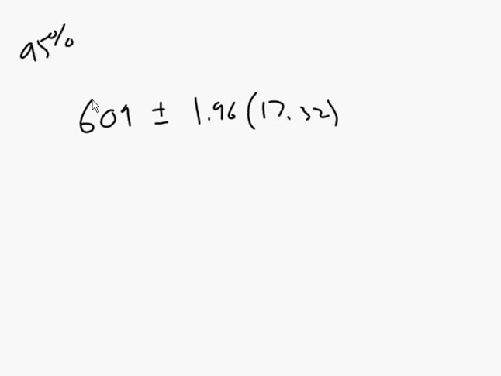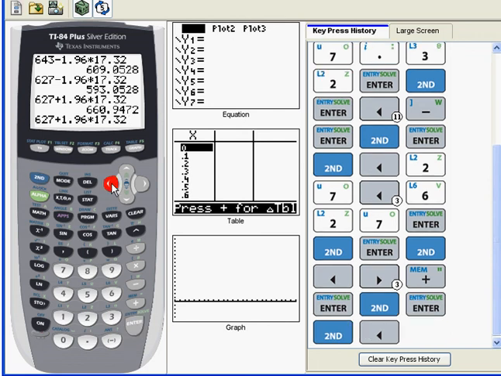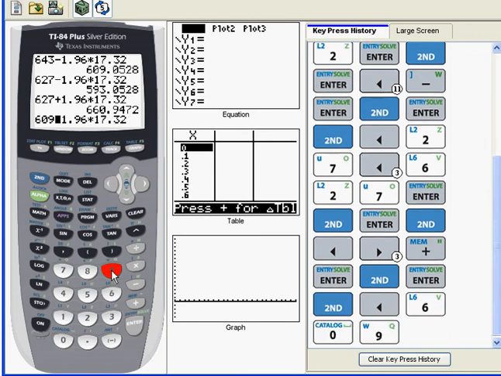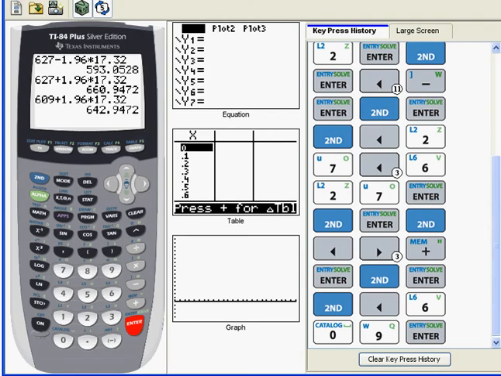So here we go. It's going to be 609, and by now you realize it's going to be plus or minus z star times 17.32. And this is still a 95% confidence interval, and we know that because we're using 1.96. All right, so lastly, here we go. Let's do this. Second enter. And here we go. We'll change that 627 to a 609. We hit enter, and we get an upper bound of 642. 642 point something.